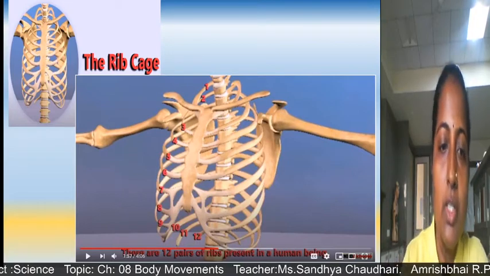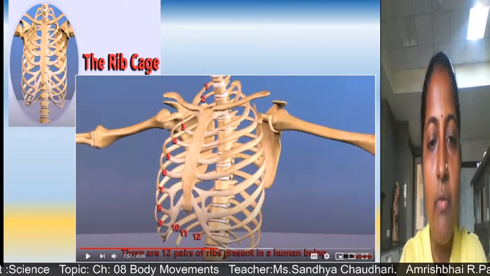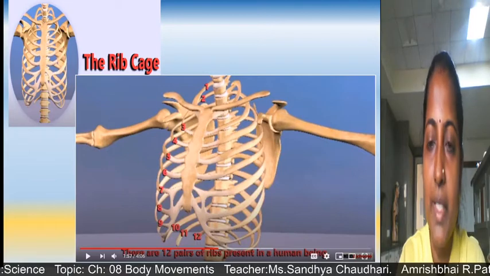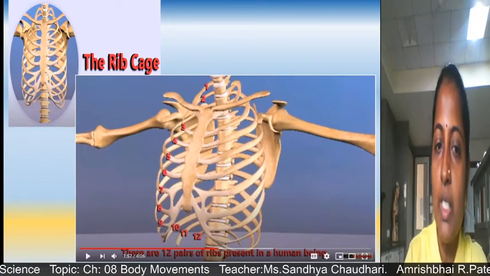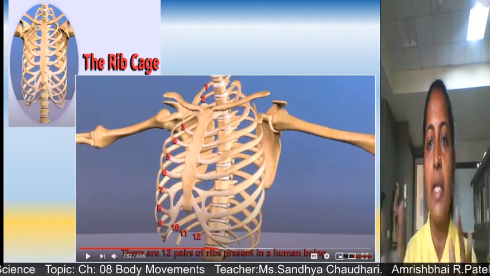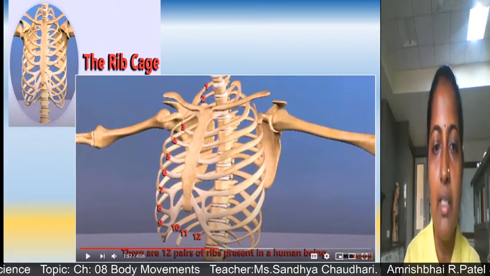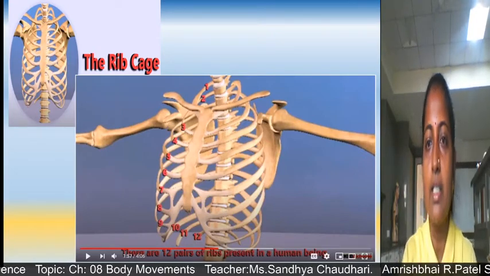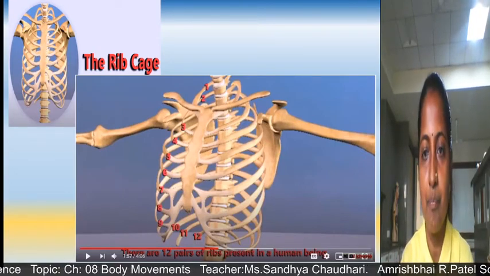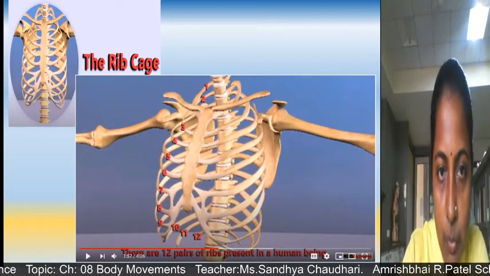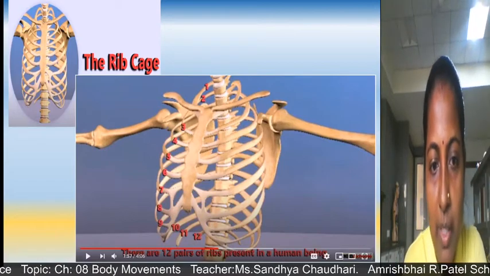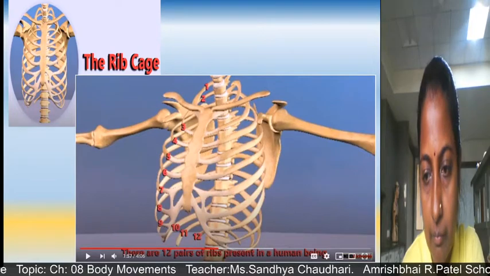Now we have seen about skull, now we will see about a rib cage. So rib cage, there are 12 pairs of ribs present in human being. You can see, we will count that it is a pair. So 12 from this side and 12 from that side. It is a pair, 12 pairs. So you can see that 12 pairs of ribs are there.